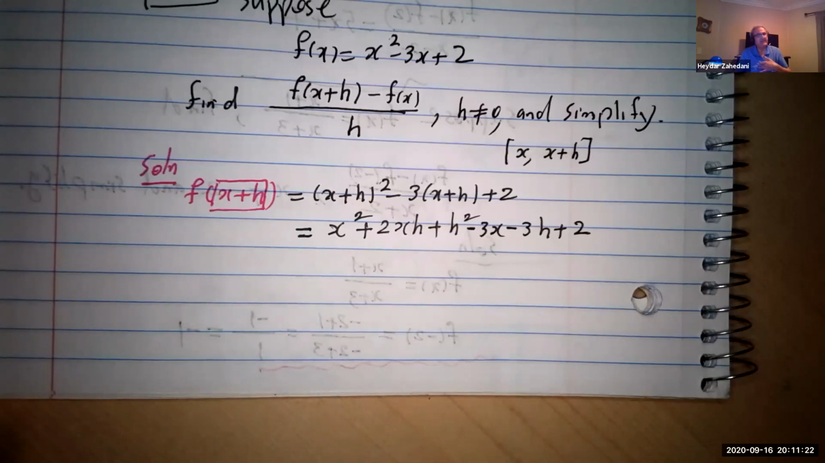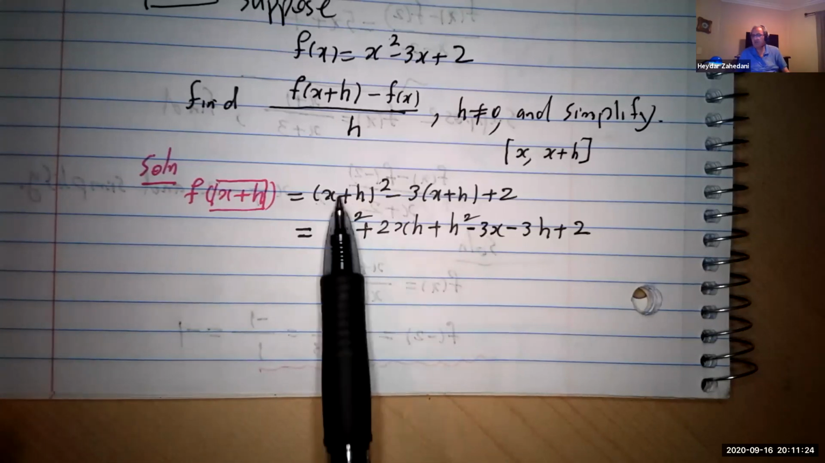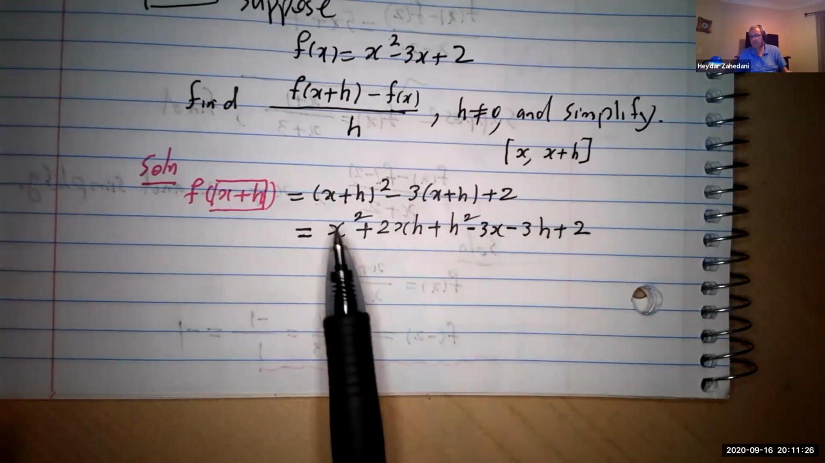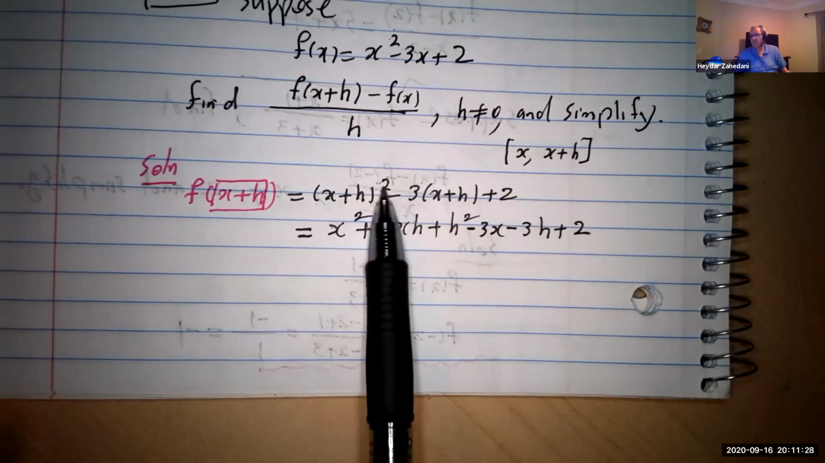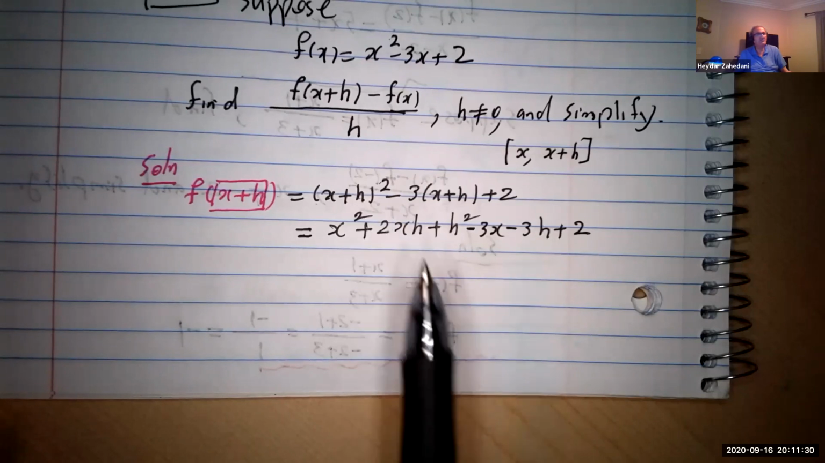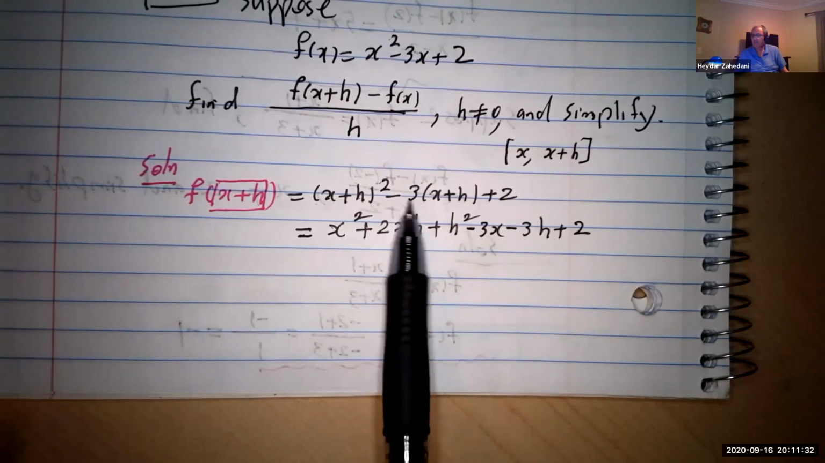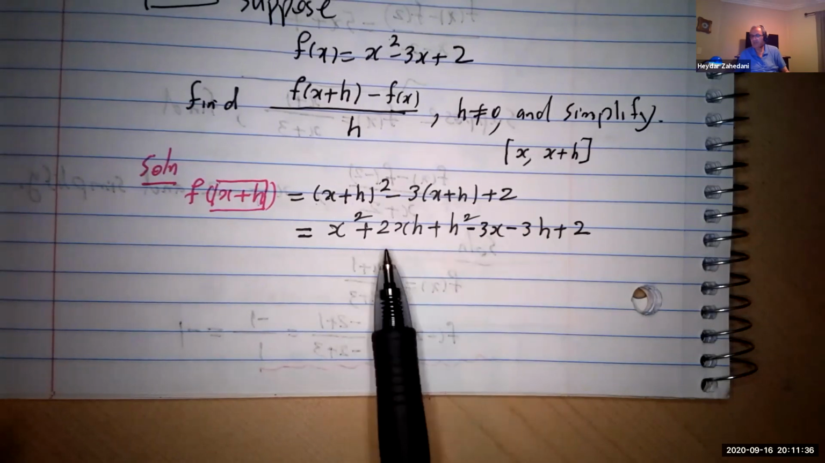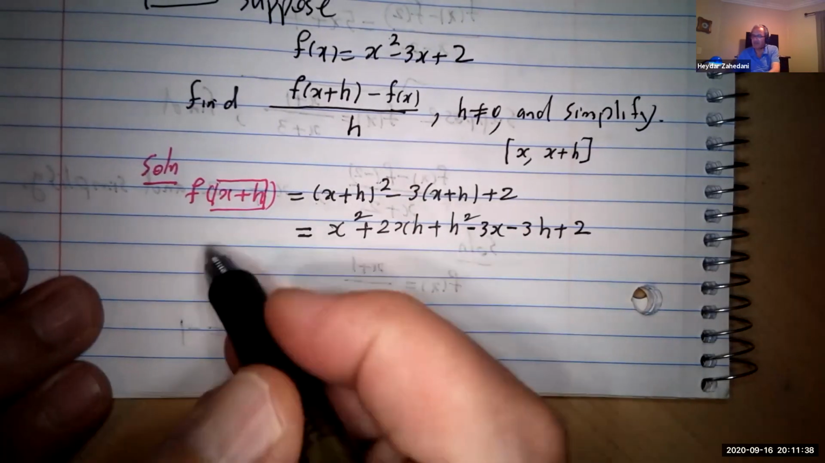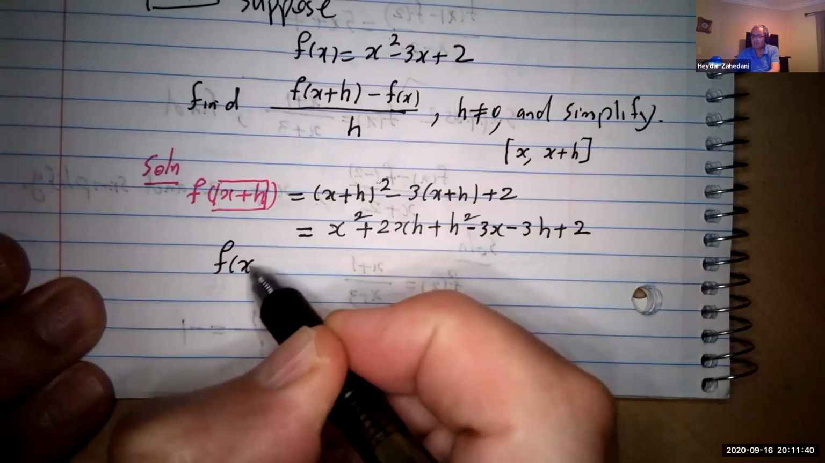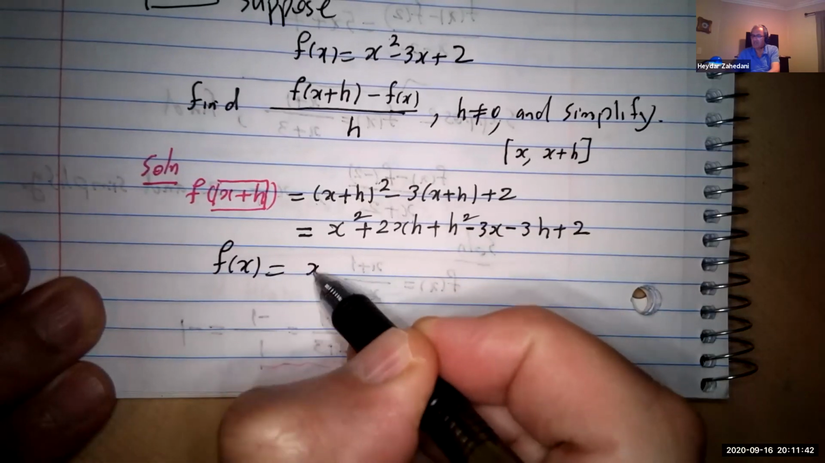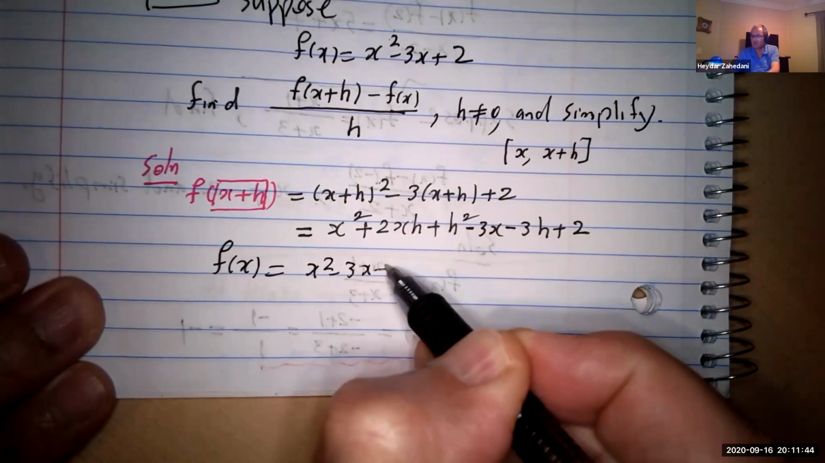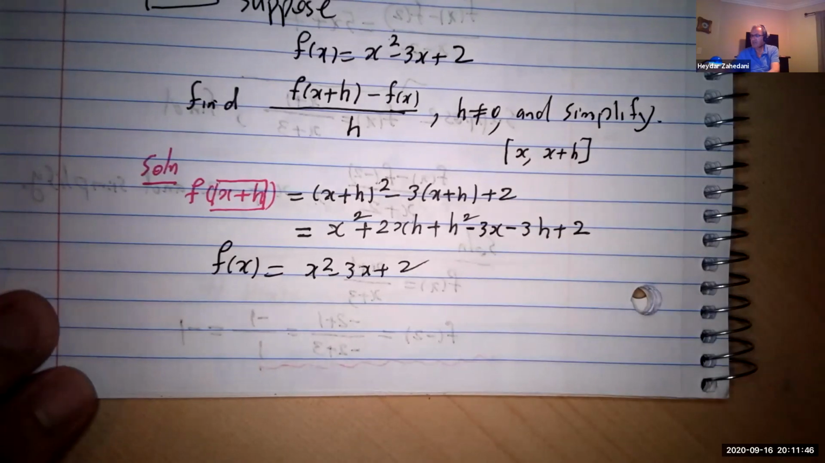Everything would be simplified. Okay, so it's going to be a squared. So it's x squared plus 2xh plus h squared, done. Negative 3x minus 3h. Nothing would be simplified here. So the next row is f of x as we did it. So our f of x is x squared minus 3x plus 2. Remember, subtract.